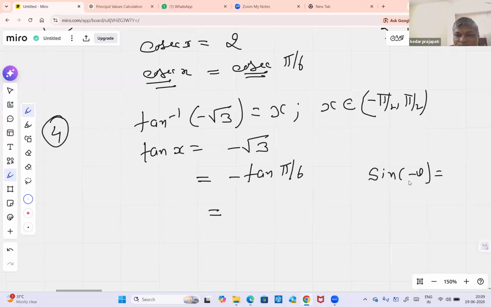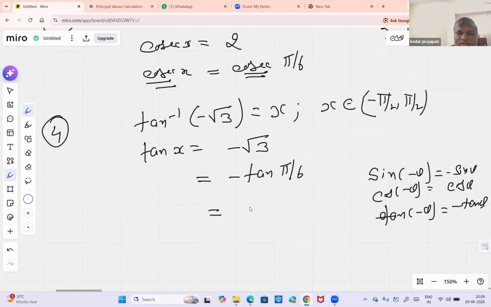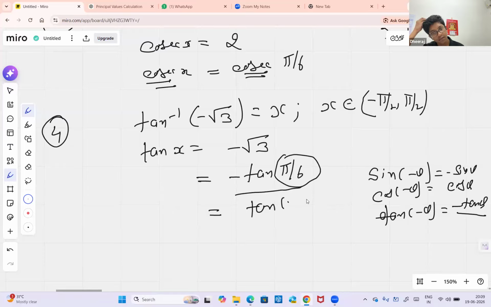Sine minus theta is minus sine theta. Right? Cos minus theta is cos theta. And tan minus theta is minus tan theta. So here we have minus tan theta. Right? This is theta. So I can write it as tan of minus pi by 3.